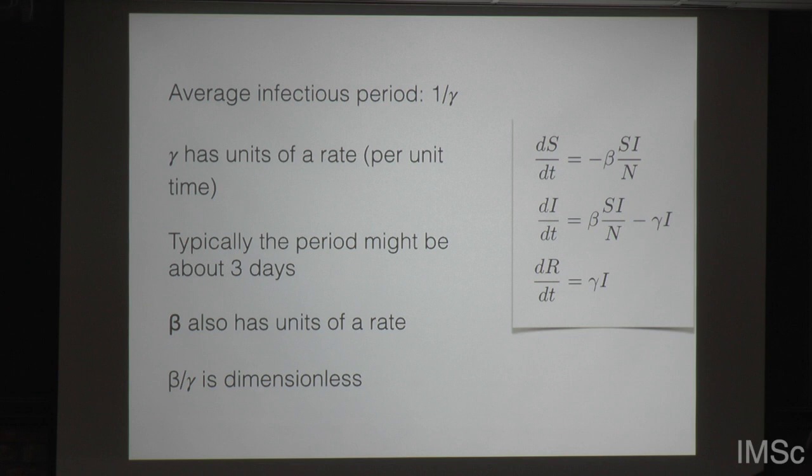How do I do that? By just redefining the unit of time that I use. What is the unit of time? I say per day, per hour, per minute, etc. But I can just snuggle this gamma back into the definition of this time here and get rid of it. It doesn't appear at all in my equations.